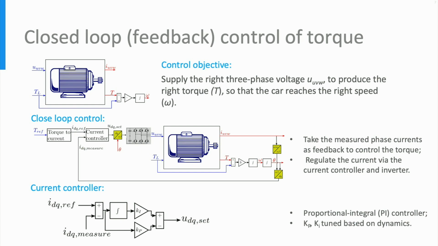The proportional and the integral constants Kp and Ki of the PI controller are tuned to achieve the satisfied dynamics of the electrical machine.